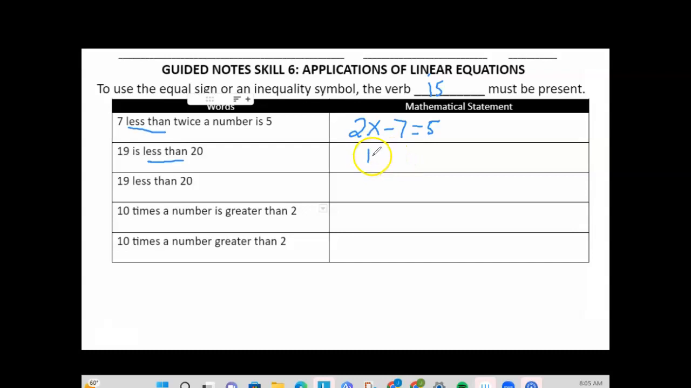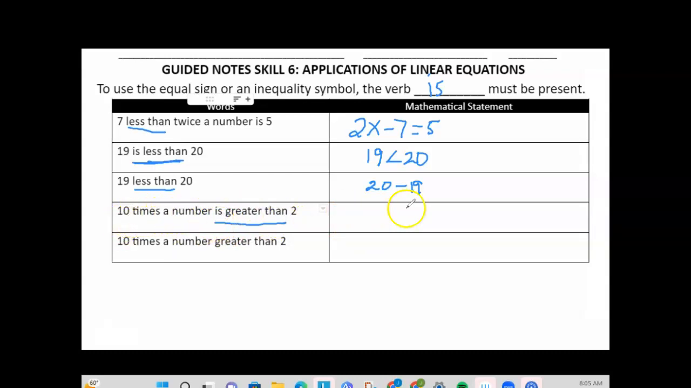9 is less than, there's that less than again, is less than 20. So 19 is less than is an inequality. Is less than 20. 19 less than 20 doesn't say is this time, so this one's going to be subtraction. 20 minus 19.